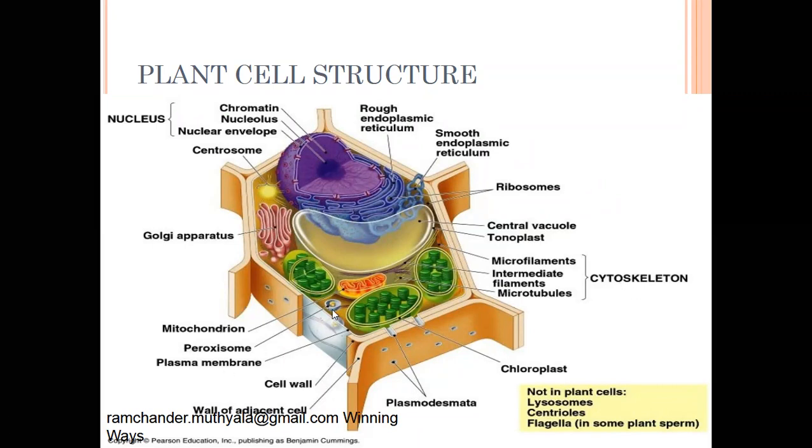And peroxisomes are also present in the cytoplasm. They also help in lipid metabolism. During cell division, centrosomes appear. They are also called centrioles. Centrosomes appear during cell division only. So this is the complete ultrastructure of the plant cell.